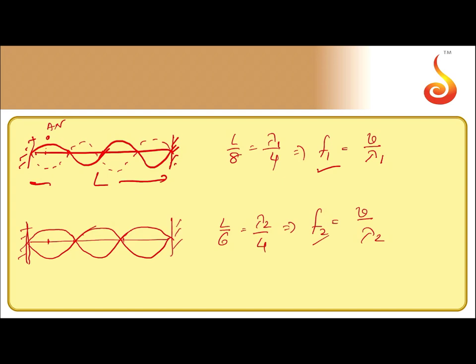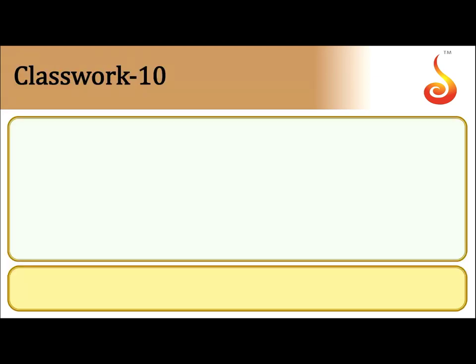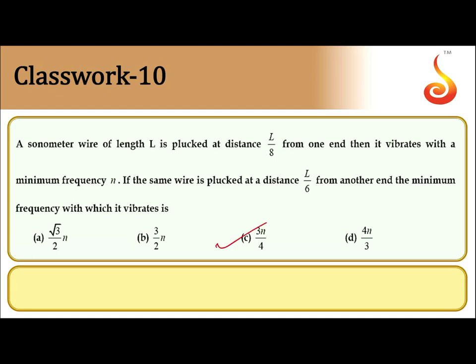So, we can substitute it in this equation and we notice that this N1 is nothing but N, and this is nothing but the other frequency, the minimum frequency. So, we can write N1, suppose I call this as N1. If I take the ratio, I get N1 is equal to 3 by 4 times N. So, the minimum frequency with which it vibrates is 3 by 4 times N.